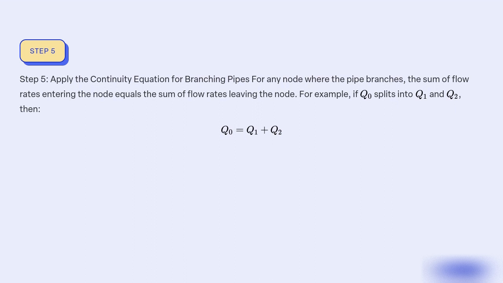Step 5. Apply the continuity equation for branching pipes. For any node where the pipe branches, the sum of flow rates entering the node equals the sum of flow rates leaving the node. For example, if Q0 splits into Q1 and Q2, then Q0 equals Q1 plus Q2.